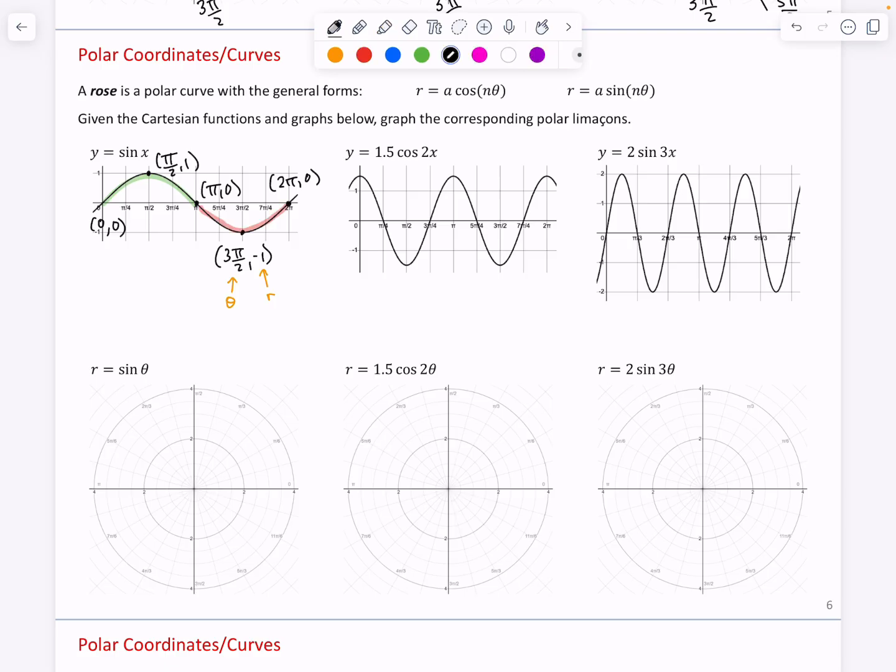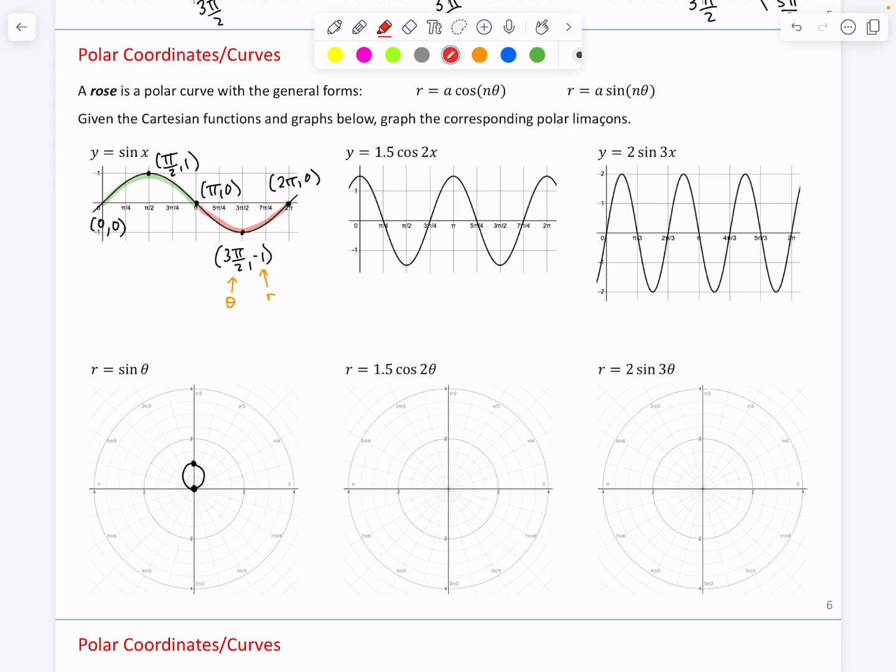The first point (0, 0) indicates that when theta is 0, so is r, so that puts us at the origin. By the time theta gets to pi halves, the radius has grown to 1, giving us a polar curve that looks like this. And then between pi halves and pi, the radius decreases back to 0, giving us a polar curve in the second quadrant.